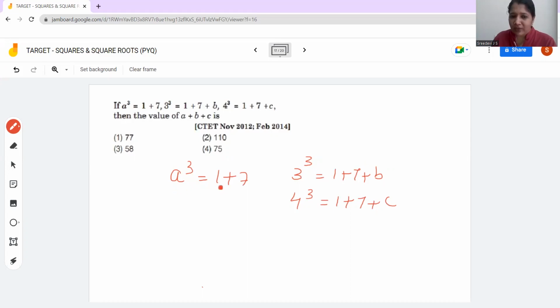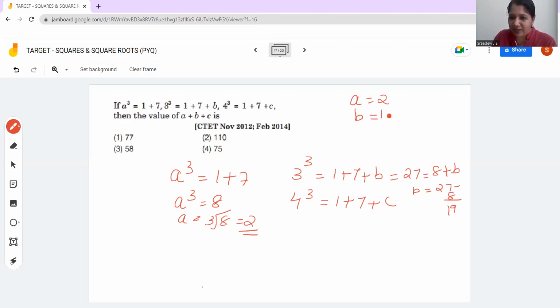So a cube value is 1 plus 7. So a cube is 8, right? So what is a? That is cube root of 8. What is cube root of 8? That is 2. So we got the value of a as 2. And what is the value of b? Let us see. 3 cube is equal to 1 plus 7 plus b, right? 3 cube is 27. 27 is equal to 1 plus 7, 8 plus b, right? So what is the value of b from this? 27 minus 8 will be getting what? 19. So the value of b is 19 here.